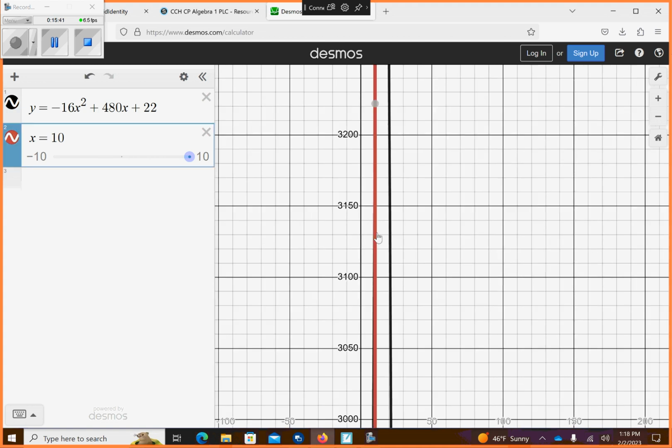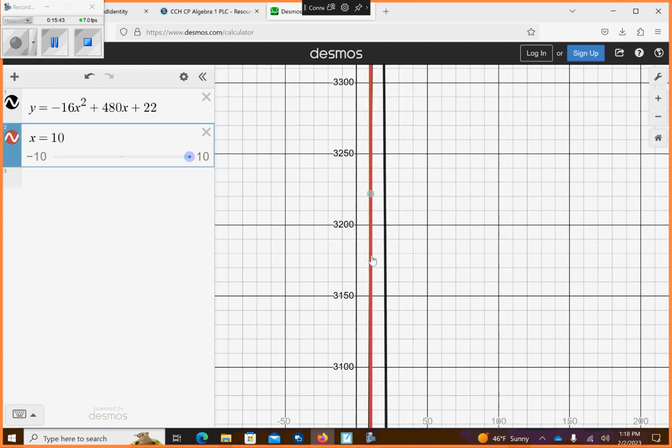Nope, still not there. Touch it. There we go. Ooh, touch. So at 10 seconds into our flight, our rocket is now at 3,222 meters above the ground.